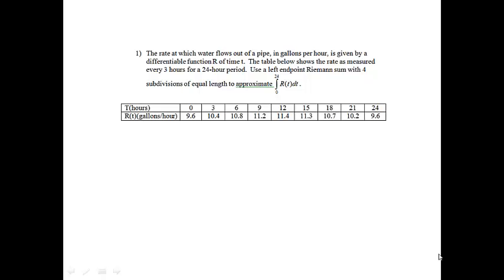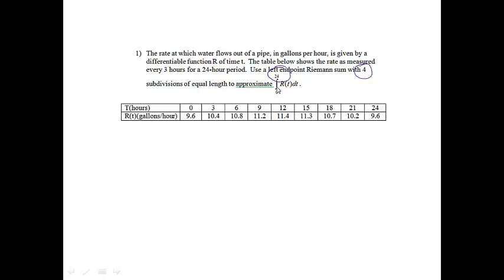Question 1. The rate at which water flows out of a pipe in gallons per hour is given by a differentiable function r of time t. The table below shows the rate as measured every 3 hours for a 24-hour period. Use a left endpoint Riemann sum with 4 subdivisions of equal length to approximate the integral from 0 to 24 of r of t.